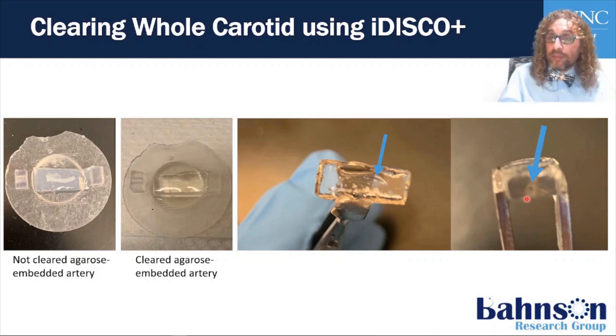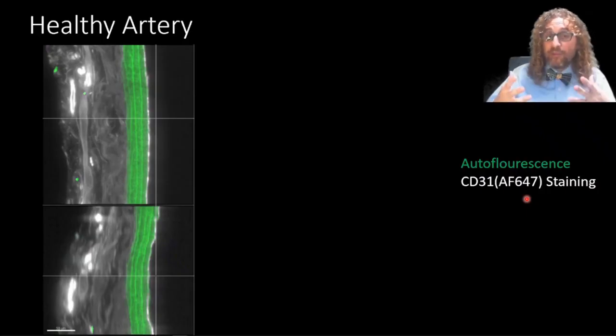We use iDISCO Plus as the method for clearing, as I mentioned before. It involves a series of dehydration steps using methanol, and then clearing with organic solvents, and it ends in DBE as the final solvent where it's going to be imaged. The first thing we did is, let's try and see if this works. We took a healthy carotid artery and ex vivo we incubated it with an anti-CD31 antibody to label the endothelial cells and mark the intima of the vessel.